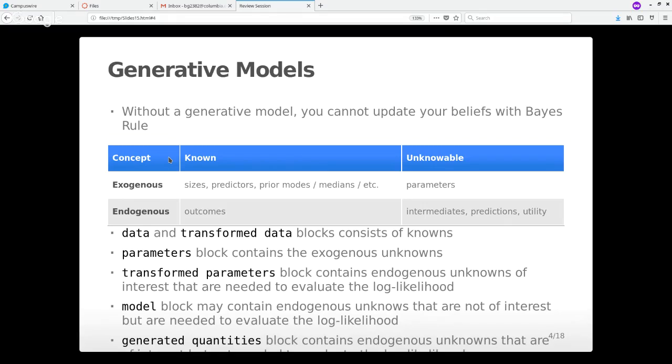So if we were going to do this in a STAN program that you write yourself, then the data and the transformed data blocks would contain the known things.